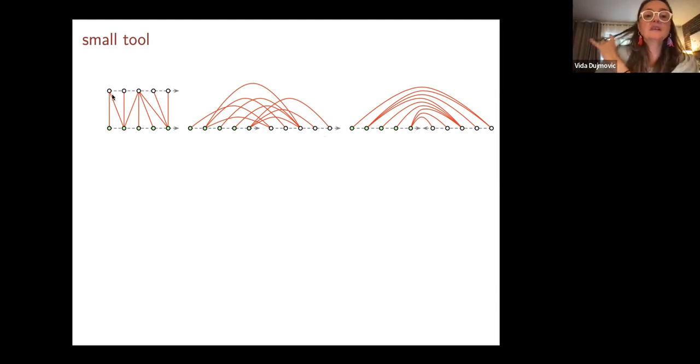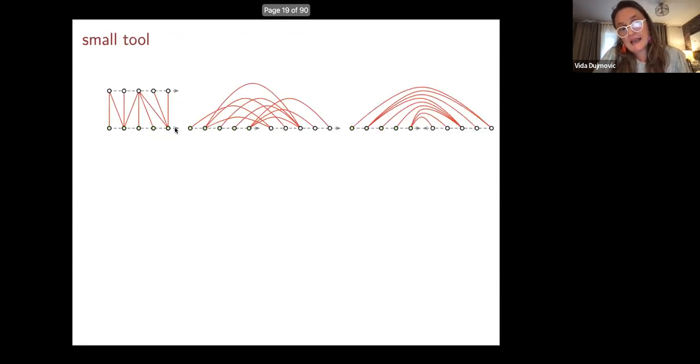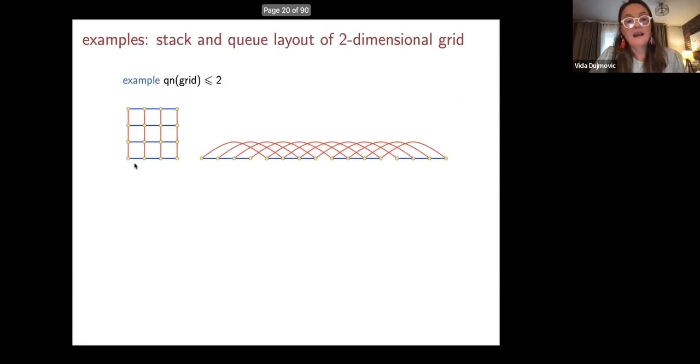Okay, so this small tool already tells you, for example, what the stack layout or queue layout of a grid is. Can you do this with a constant number, or maybe that's something that is unbounded? It turns out it's really not, because a drawing of a grid is exactly like this. One obvious way to do it is to draw parallel lines going through these blue edges, drawing 2 horizontal lines. And in between 2 lines, you have a non-crossing red graph.